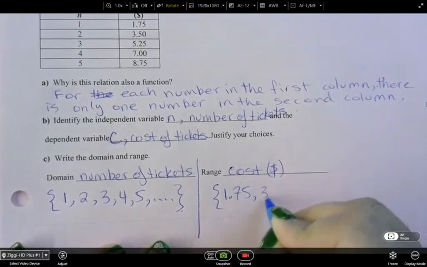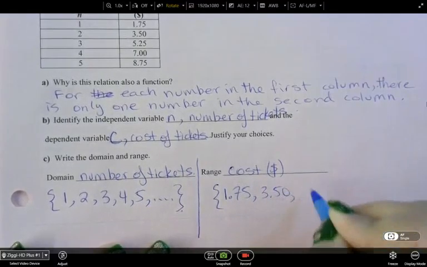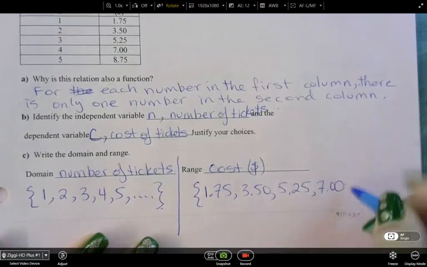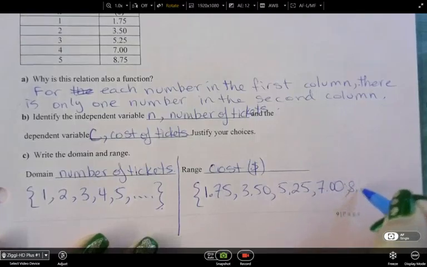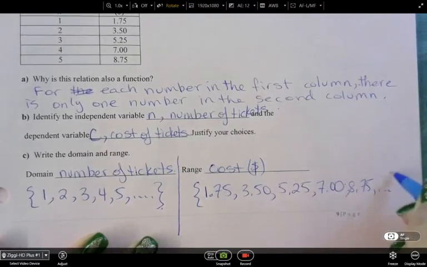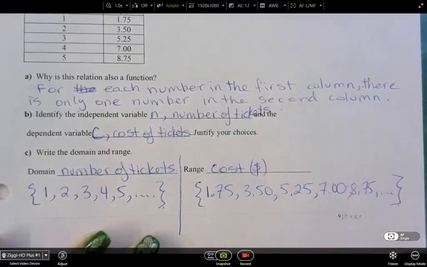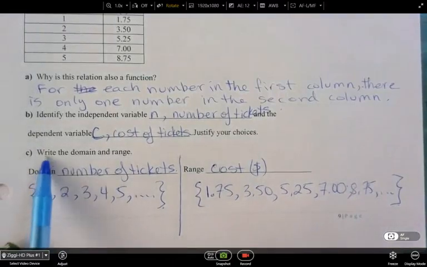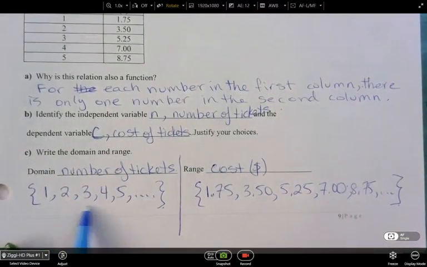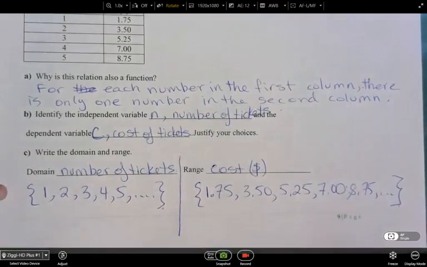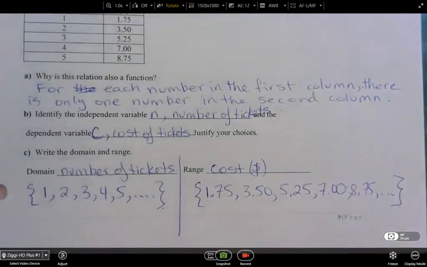1.75, 3.50, 5.25, 7.00, 8.75, and then close that set. So when it says write the domain and range, we want you to write the actual numbers that are associated with the domain and the range.